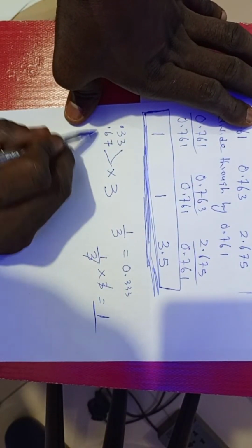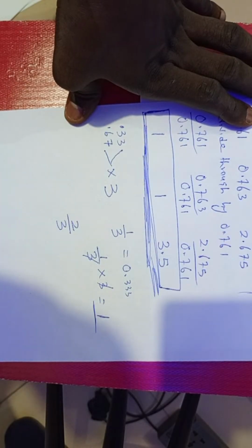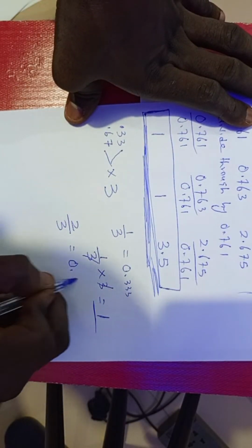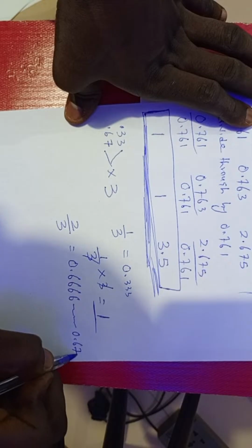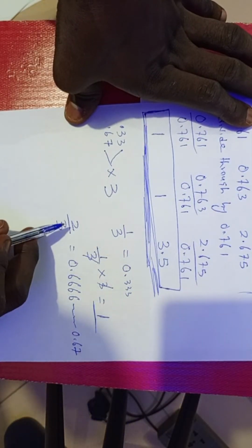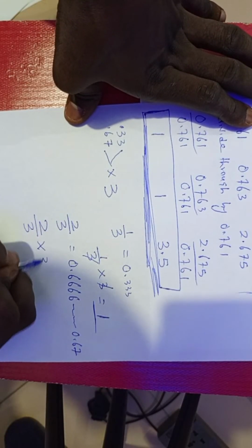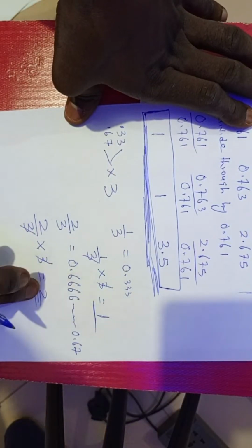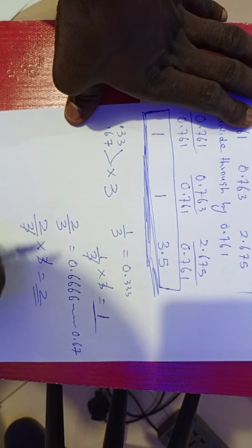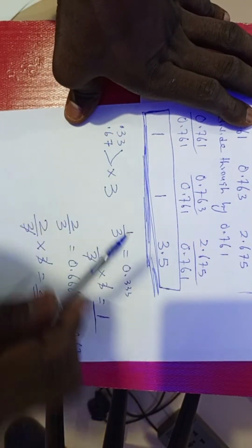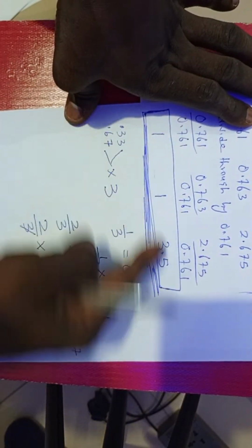Or if you encounter a 0.67, what is a 0.67? A 0.67 is the same thing as saying 2 over 3. If you do 2 over 3 in your calculator, you're going to get 0.6666, which is approximately 0.67. So how do I make this a whole number? I multiply through by the denominator. So 2 over 3 multiplied by 3 gives me 2. That's a whole number. So to make this particular decimal a whole number, multiply through by what? By 3. So anytime you encounter a 0.33 or a 0.67 at this stage, multiply everything here by 3.